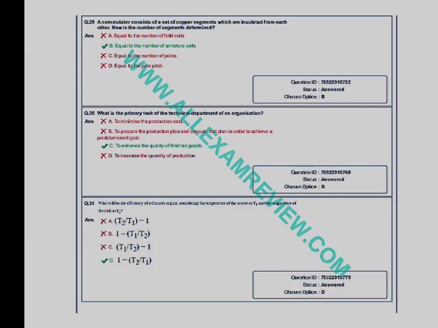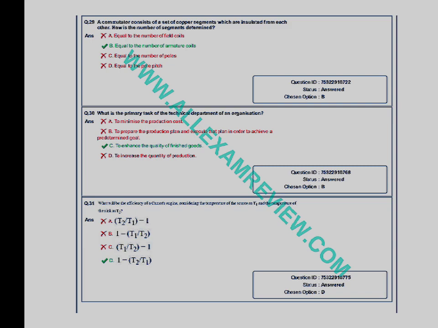A commutator consists of set of copper segments which are insulated from each other. How is the number of segments determined? Equal to the number of armature coils. It's an easy one. What is the primary task of technical department of the organization? To enhance the quality of finished goods. Okay, you have to know about such thing.